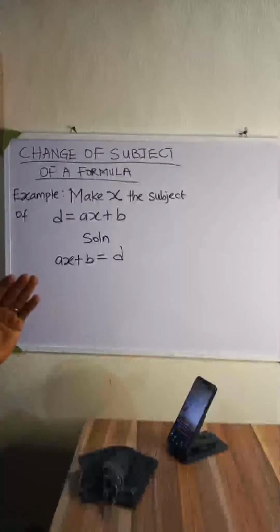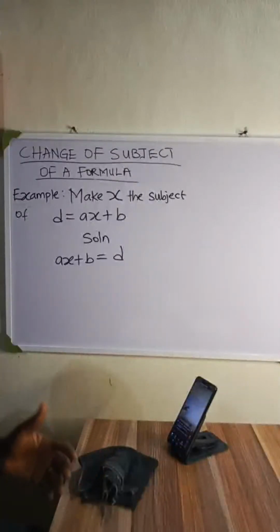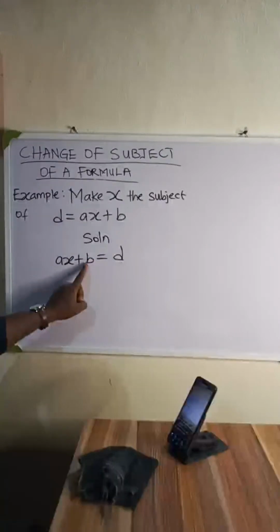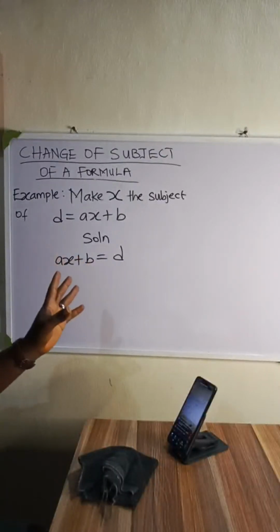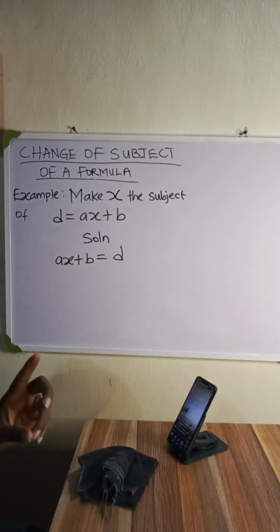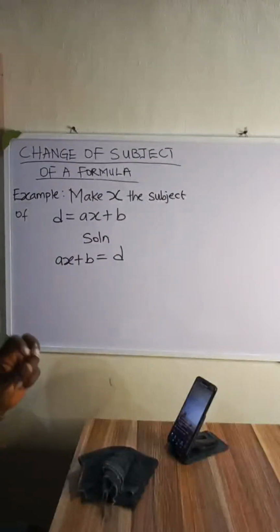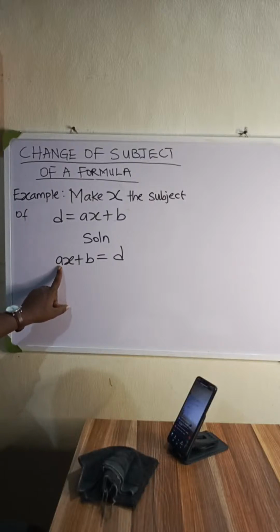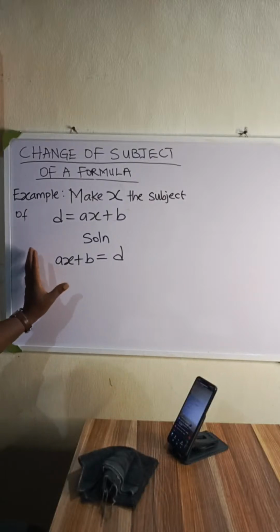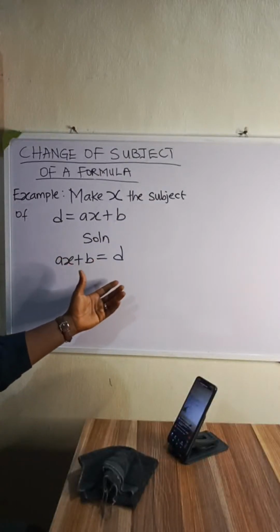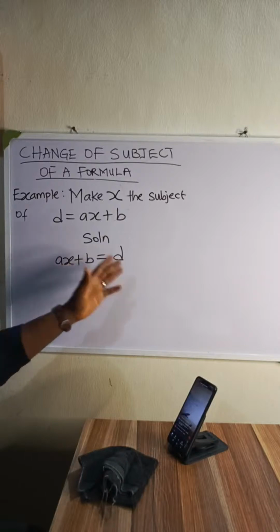However, X is on the left side with some unwanted guests. There are some letters on the left that are not supposed to be there. The first one is plus B. Plus B is on the left, but it's not supposed to be on the left, because as long as it's on the left, X is not yet the subject. For X to be the subject, it must be found alone. Also, A should not be on the left. So that means we need to move them back to the right. Okay. They accompanied X to the left, but we have to move them back to the right.